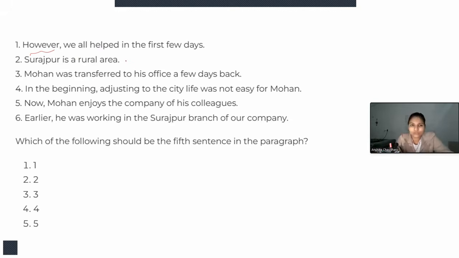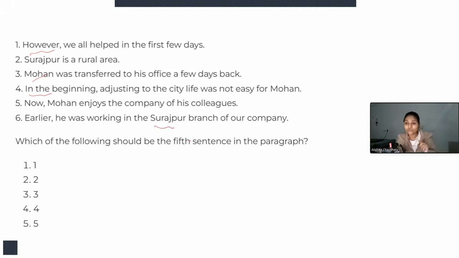So we see Surajpur is a rural area. It can be the first statement, but wait. Mohan was transferred to his office a few days back. Here Mohan is a subject. It also can be the first statement. In the beginning, adjusting to the city life was not easy for Mohan. That is something related after we have taken the statement about Mohan. Now Mohan enjoys the company of his colleagues. Earlier he was working in the Surajpur branch of our company. Okay, so Surajpur is introduced after Mohan.